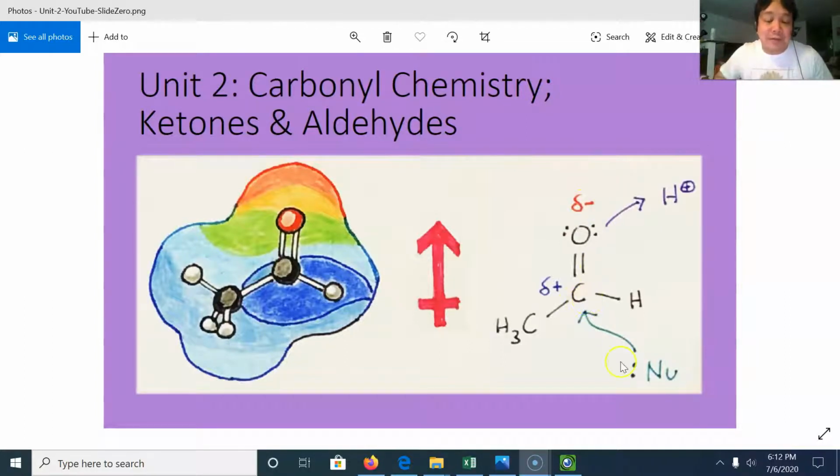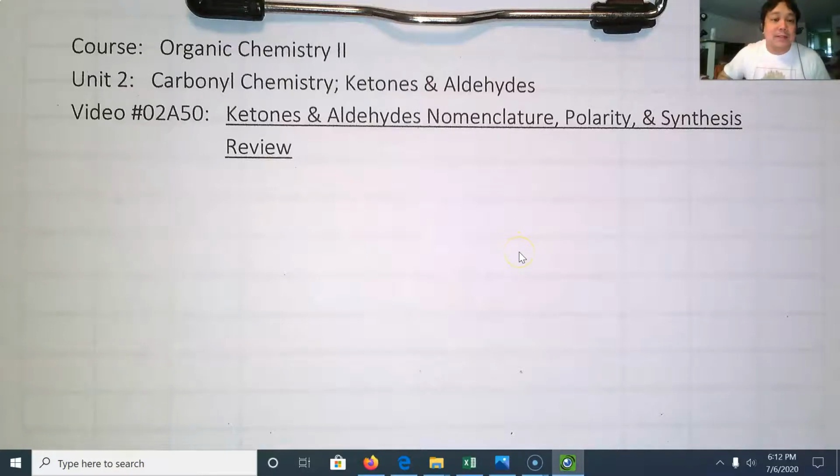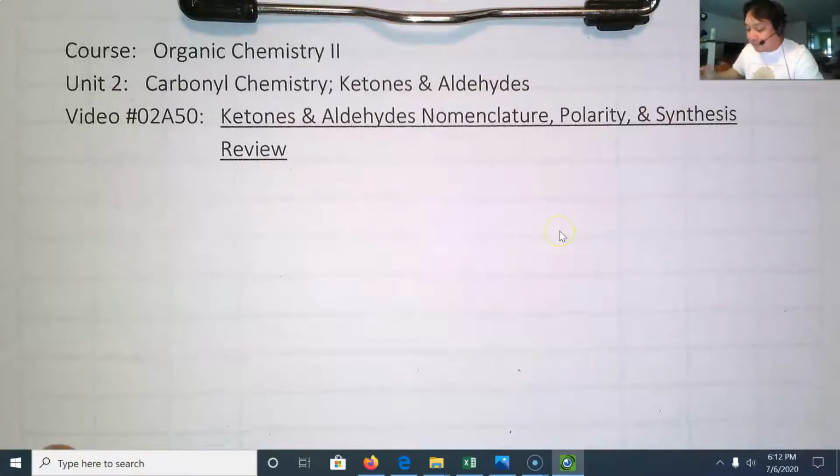When this carbon is partial positive, it can attract a nucleophile. And that's going to dictate a lot of the reactions we are going to see in future videos in this unit. Over here, this is an illustration of the electrostatic surface potential map of carbonyl, and dark blue areas are going to be electron poor, and red areas are going to be electron rich. But why don't we start from the beginning, which is what is a ketone and what is an aldehyde?